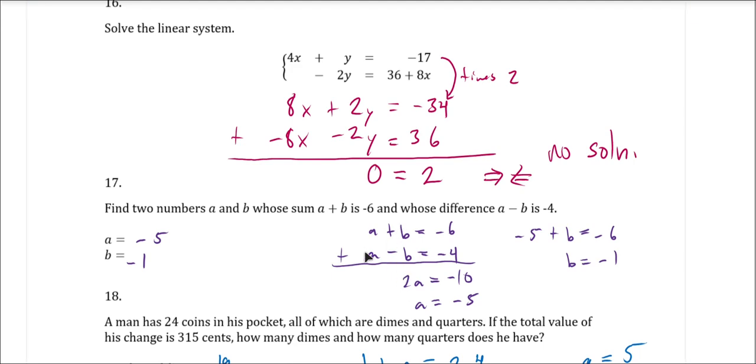If I add these two together, the b's cancel and I get 2a is equal to minus 10, which tells me that a is minus 5. And then plugging this back into either equation, I could get minus 5 plus b is minus 6, for example, which tells me b is negative 1.